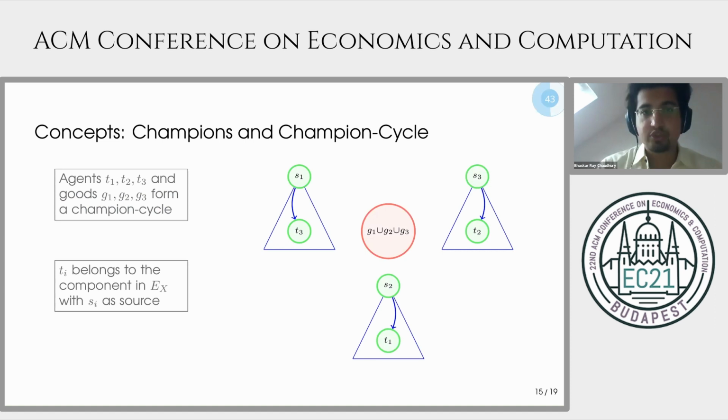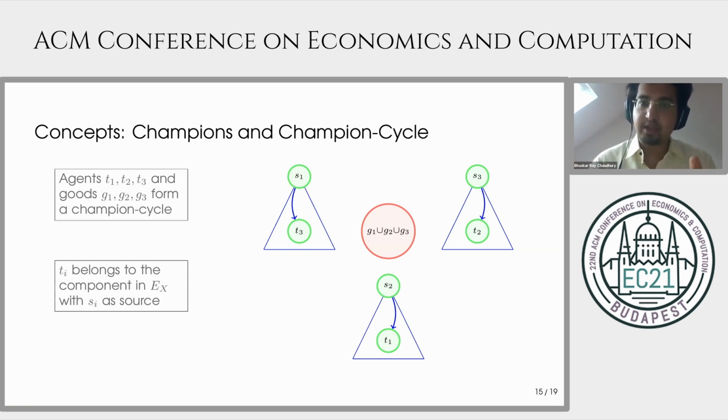Okay, now what is a champion cycle? This is the last, I guess, technical slide of preliminaries that we would need. I say that agents T1, T2, and T3, and the goods G1, G2, and G3 form a champion cycle if the following scenario holds. You look at the components in the envy graph which contain these agents. For instance, T1 is contained in the component of the envy graph which has S2 as the source. T2 is contained in the component which has S3 as the source, and the same for T3. G1, G2, and G3 are unallocated goods such that the following holds.